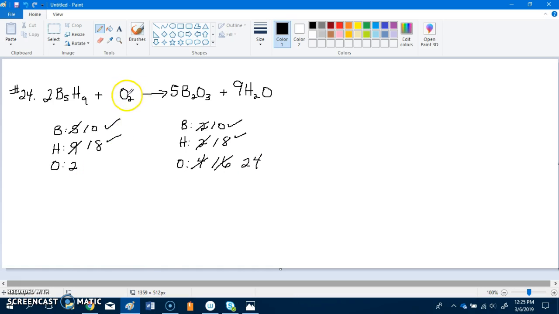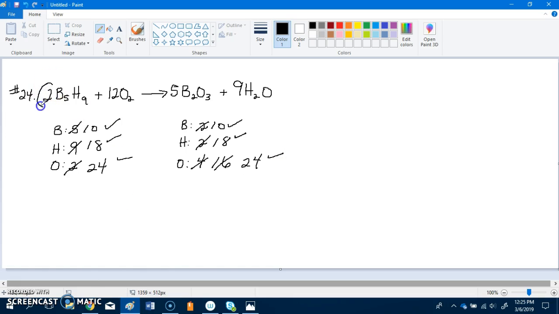And then all that I have left is to balance my oxygens on this side, and luckily I only have 1 instance of oxygen here. So if I multiply oxygen here by 12, I'm going to get 24 oxygen altogether, and that balances out the equation.